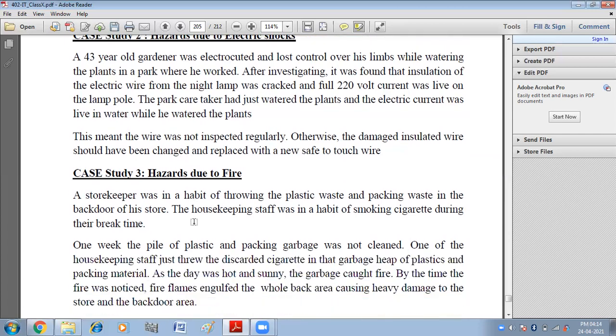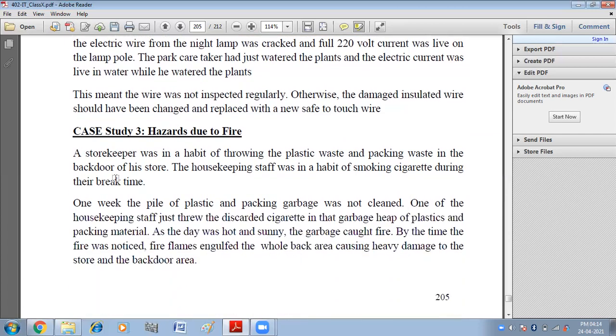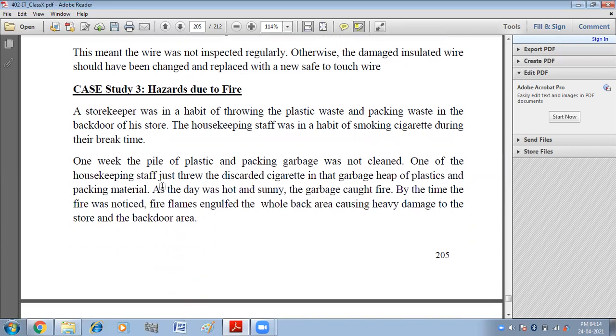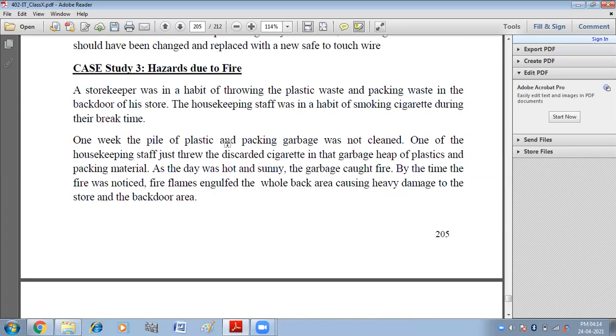Right? Then we have case study 3, hazard due to fire. A storekeeper was in the habit of throwing plastic waste and packing waste at the back door of his store. The housekeeping staff was in the habit of smoking cigarettes during their break time. So here we have seen two mistakes. The storekeeper used to throw plastic garbage at the back of his store, and at the same time the employees used to smoke and throw the remains of their cigarettes in the backyard.